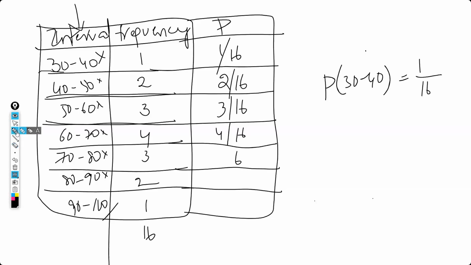Sorry. 3 by 16, 2 by 16, 1 by 16. What is the sum of the probabilities? 16 by 16, 1. How do you get 1? Since the denominator is the same, we have to add the numerators. Obviously 16 by 16 will be there.